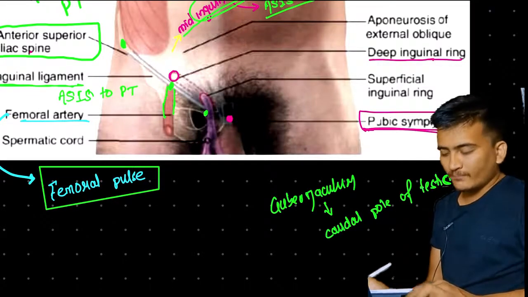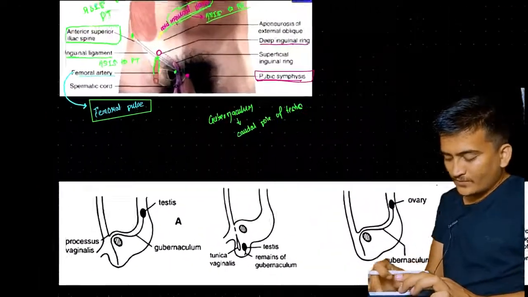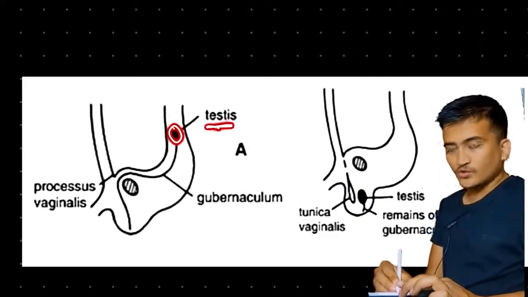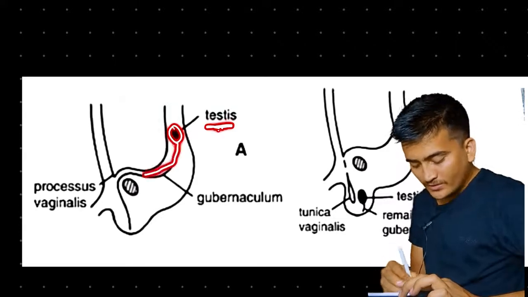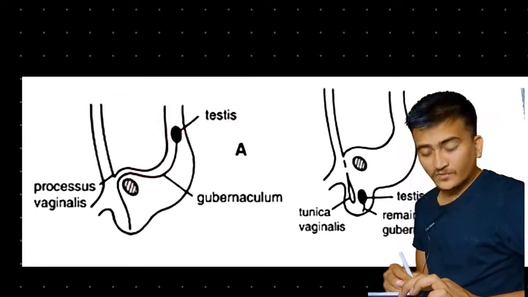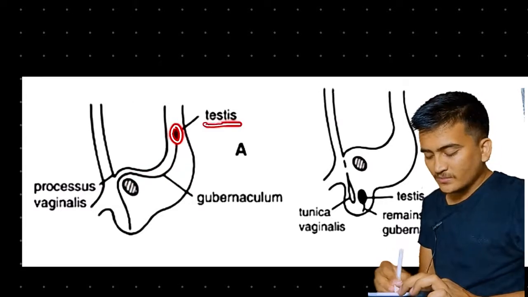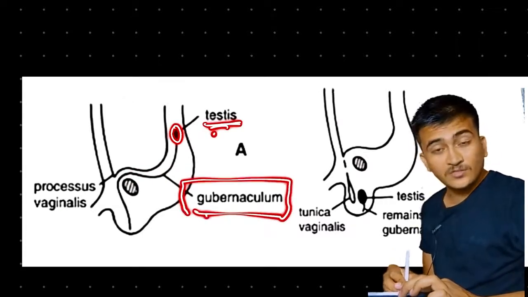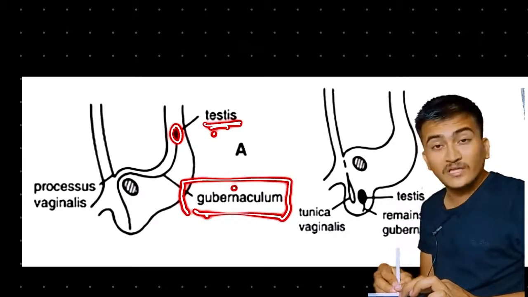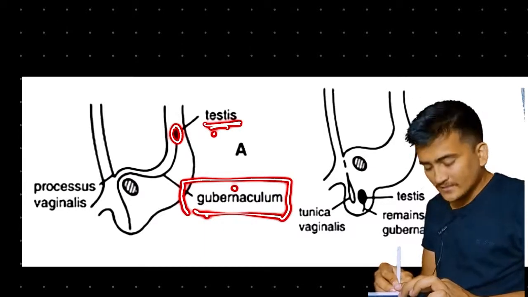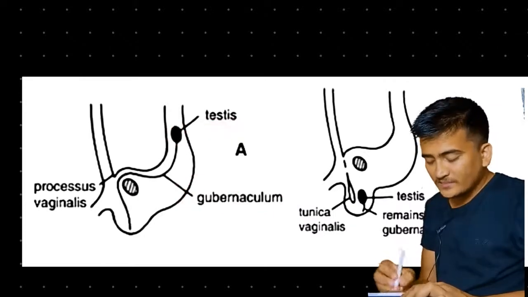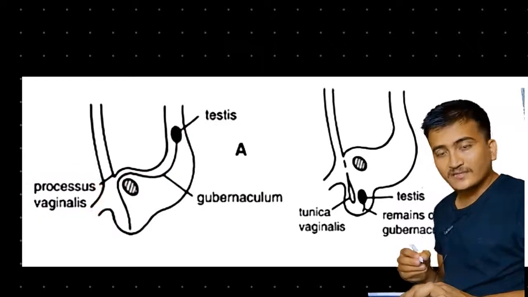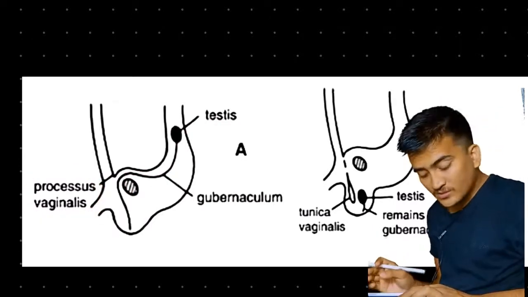Now, talking about the descent of the testis, you can see this is the testis. What is going on right here? The testis is being pulled into what? Into the scrotum, right? The testis is being pulled into the scrotum with the help of the gubernaculum, as you can see. And as we have mentioned earlier, this gubernaculum will attach to the caudal end of the testis. Now when this testis is being pulled down, at that time there will be the formation of one process, and that is the vaginalis process or processus vaginalis.